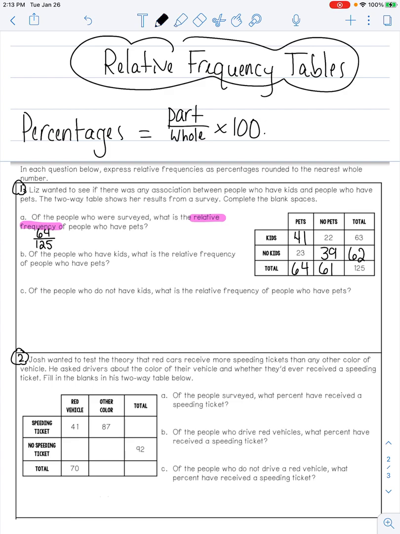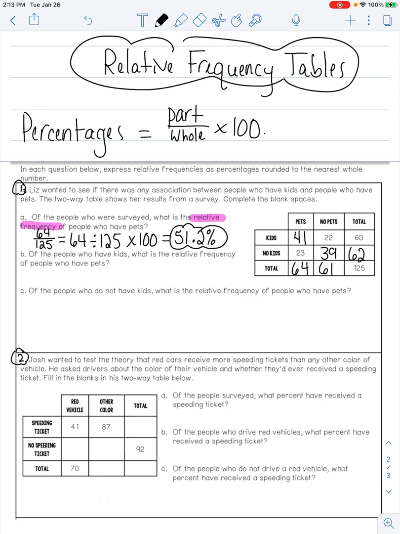So what I'm going to do is 64 divided by 125, and then I'm going to multiply that answer by 100. Top divided by bottom times 100. And we're going to do that every time. So 64 divided by 125 times 100. And when you do that, you get 51.2, and you put a percent sign after that. So, of the people who were surveyed, what's the relative frequency or percent of the people who have pets? 51.2%. Let's try a few more of these.